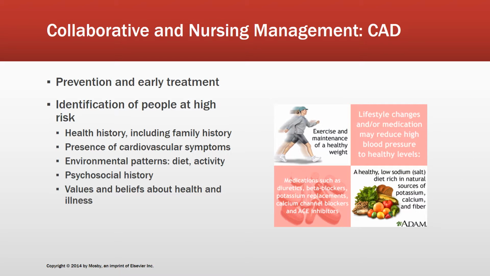Now, one of the biggest roles we play when we have these types of patients is prevention and early treatment. We have to identify people pretty early when they're high risk, so that is usually found when we do history and physicals. We want to find out about their family history as well. We want to find out what their environmental situation is. Are they that type A personality? Psychosocial history, any kind of values or beliefs that they may have in regard to illness.